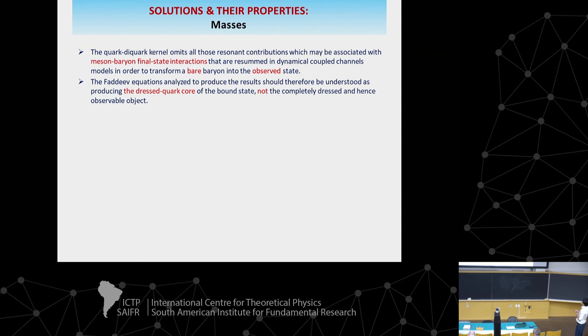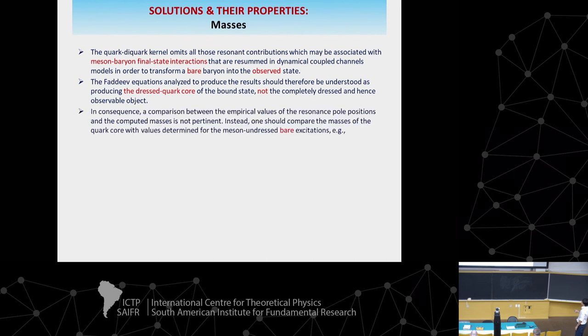The Faddeev equation analysis to produce the results could therefore be understood as producing the dressed quark core of the Brown state, not the complete dressed quark and hence the observed object. In consequence, the comparison between the experimental value of the resonance and the computed mass is not pertinent. Instead, one should compare the masses of the quark core with the values determined from the bare excitations. We should compare like this.